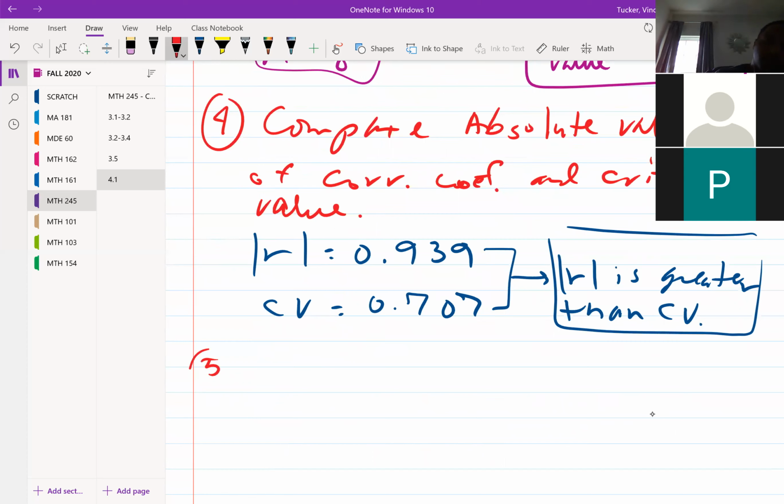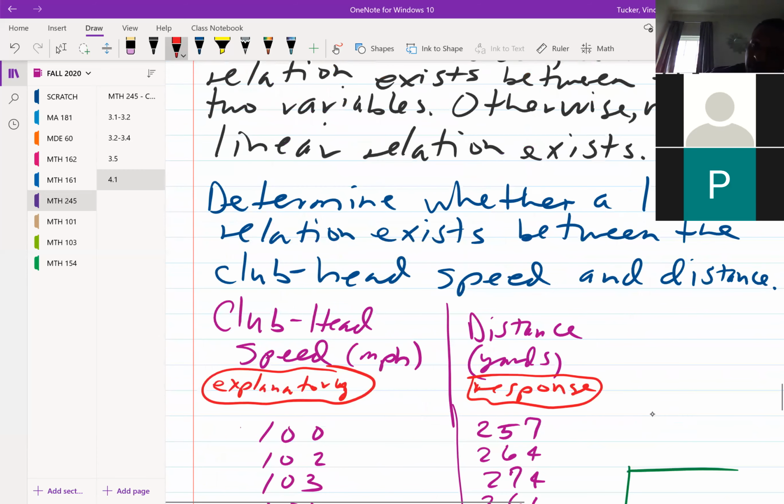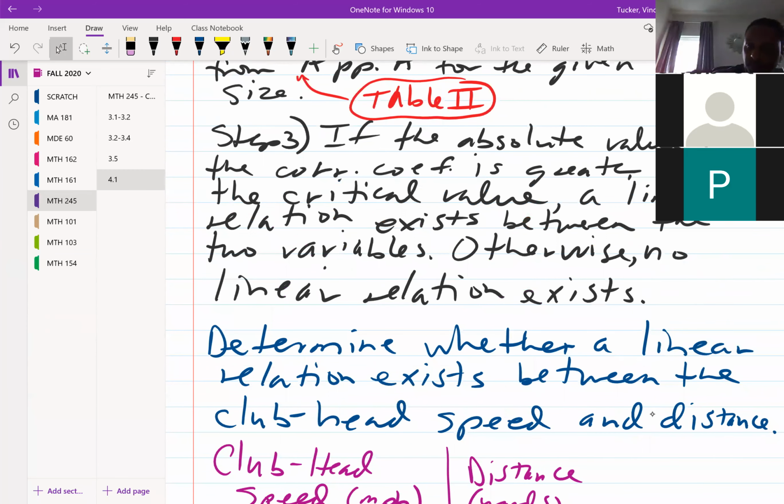All right. Do our conclusion now. Go back to what was said. I'm going to scroll back down. I just want to make sure we look at step 3 and determine. We have a couple more steps because we're doing the whole process. But it says if the absolute value of the correlation coefficient is greater than the critical value, a linear relation exists between the two. Otherwise, no linear relation exists.